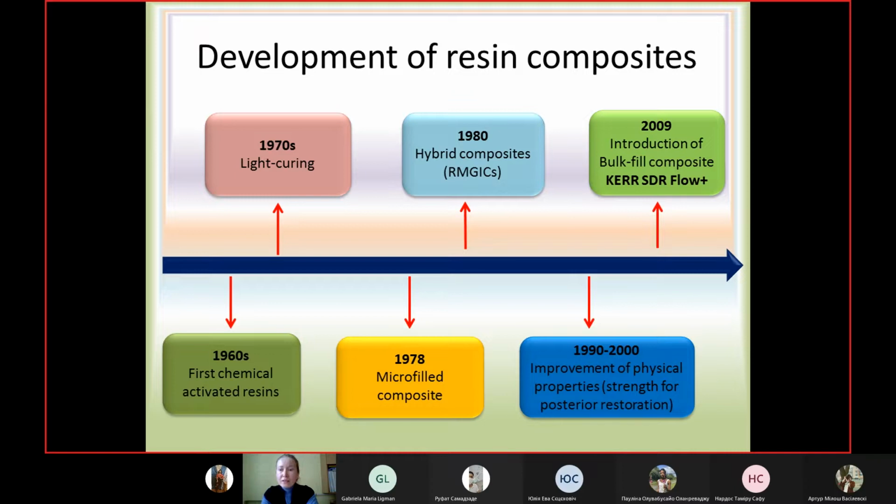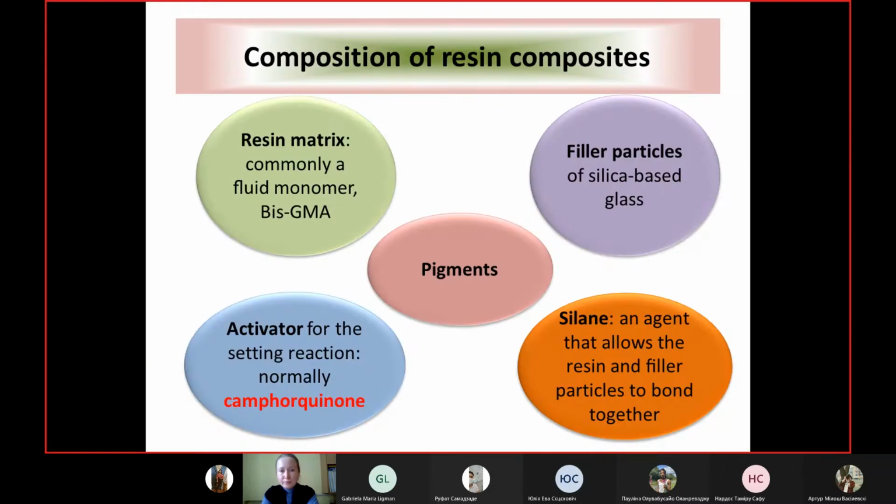And actually, the development goes ahead, and we are always waiting for something new. Dental chemistry doesn't stand in place and is always moving ahead. So composition is the essential first step in introducing this material.